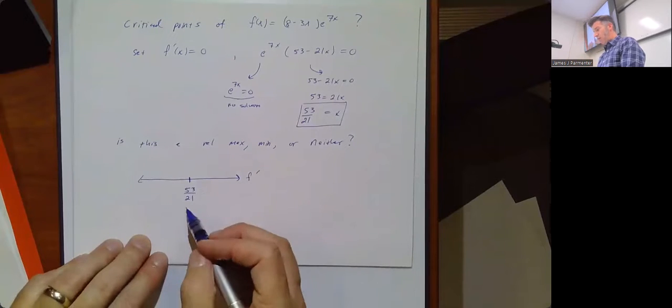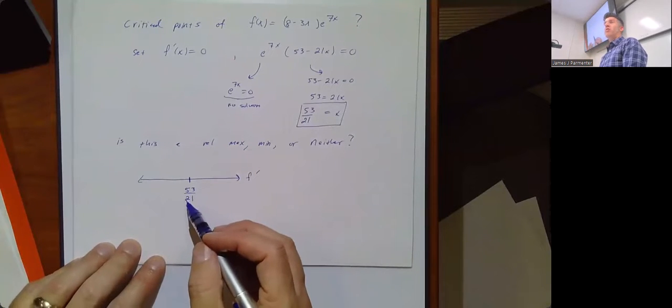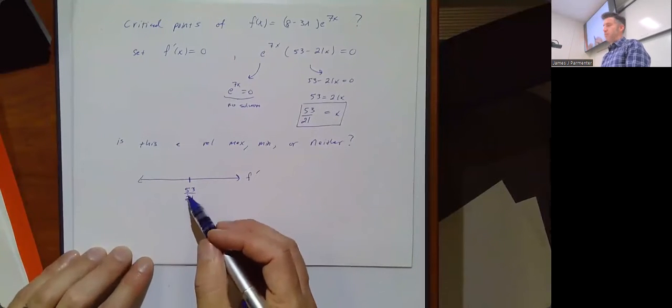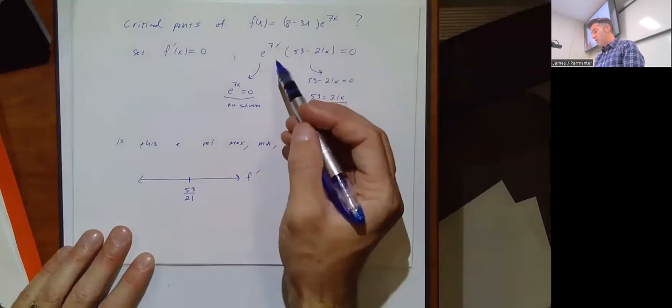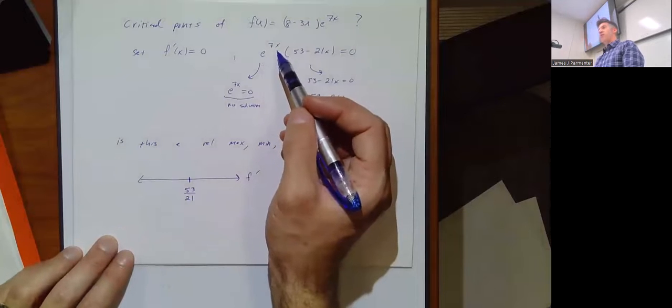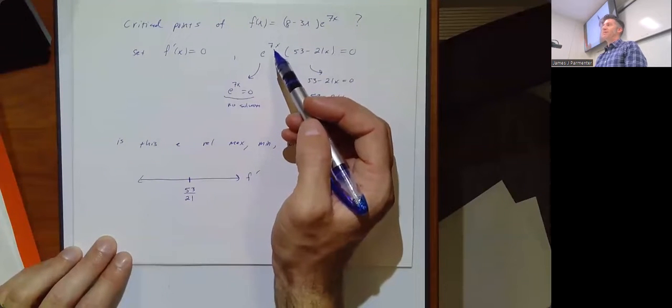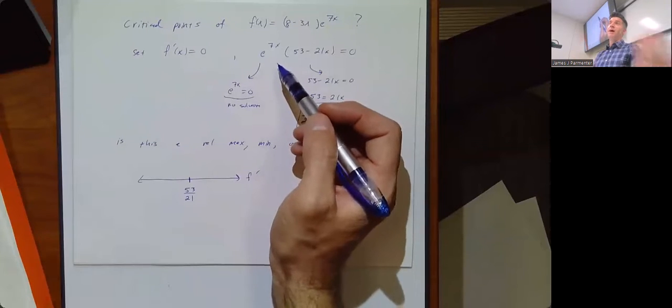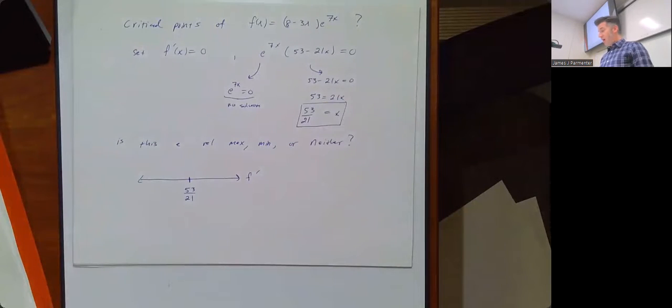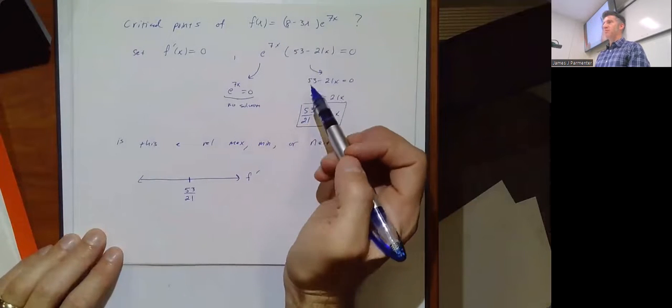So if I pick a number larger than that, let's go big. Let's pick 1,000. I know 1,000 is bigger than 53 over 21. If I plug in 1,000 to this expression, is e to the 7,000th power positive or negative? How about 53 minus 21 times 1,000?